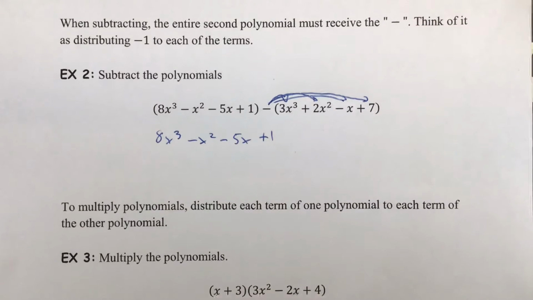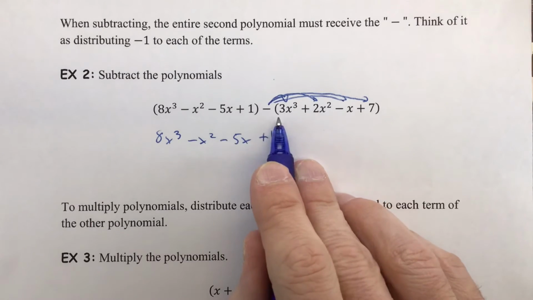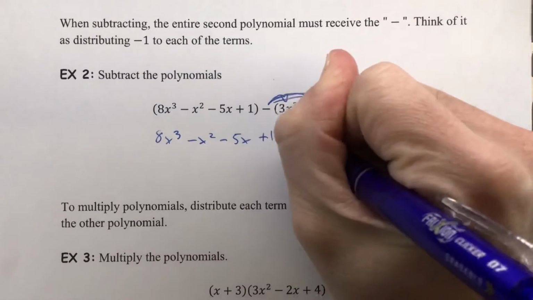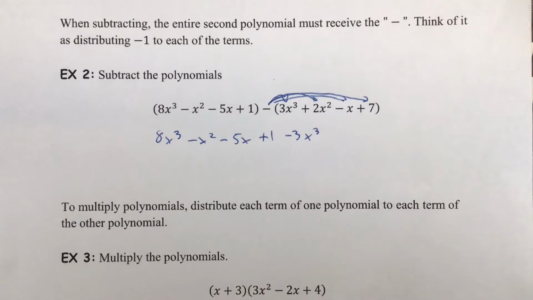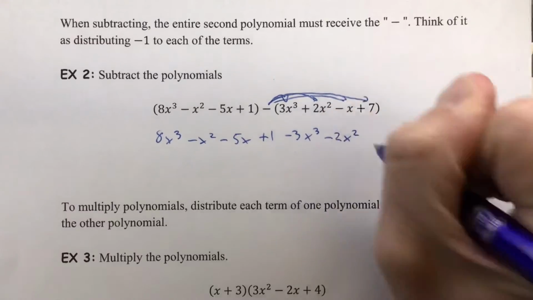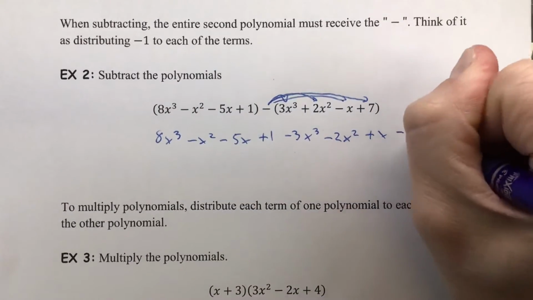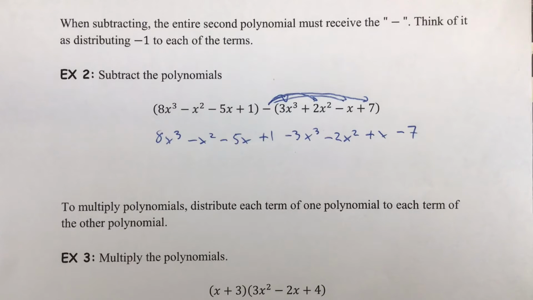A lot of arrows in there. The first, you'll always get that right because the negative is right next to the 3. So you get negative x cubed. But it's the others that you really have to pay attention to because they're going to change their signs. This is going to be a minus 2x squared. This is going to be a plus x. This is going to be a minus 7. Everything's going to change its sign.